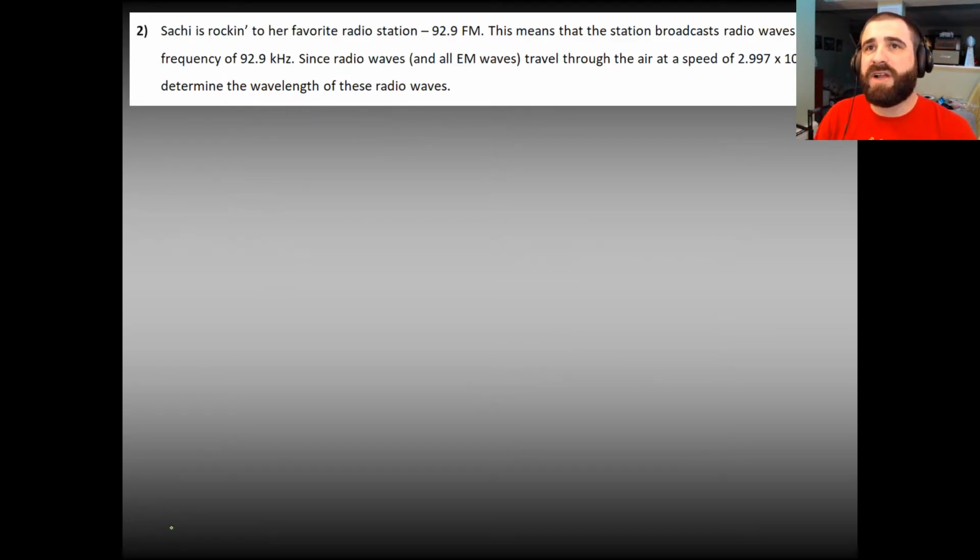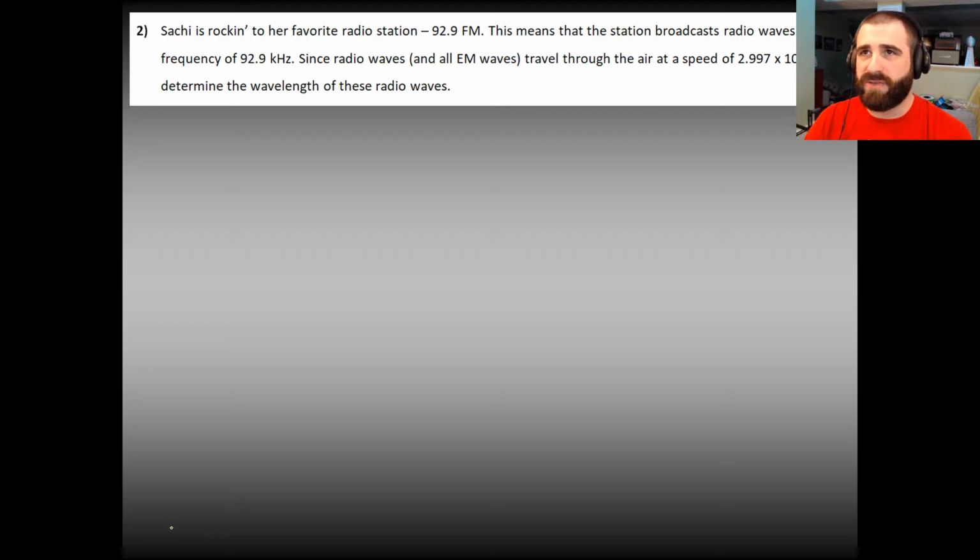Alright, Sachi is rocking to her favorite radio station, 92.9 FM. This means that the station broadcasts radio waves with a frequency of 92.9 kilohertz. In case you didn't know, radio stations' numbers are actually the frequency that their radio waves are bouncing up and down at. So 92.9 is 92.9 kilohertz. The Sports Hub, 98.5, is 98.5 kilohertz of frequency. Your antenna can tune into those specific frequencies and amplify those coming through the speaker.